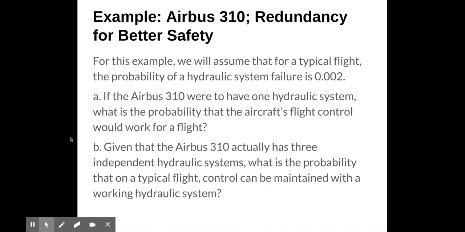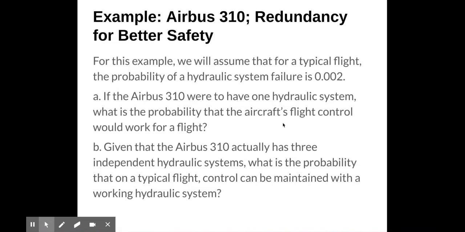Now here's a nice fun problem that is maybe terrifying to some people who are already terrified of flying, but it's okay. This hopefully will calm some of those fears. Airlines build in redundancies so that if something fails, there's other systems there that do the same job, so that the plane doesn't go crashing down if one little thing fails. So in an Airbus 310, if it were to only have one hydraulic system, what's the probability the aircraft's flight control would work for a full flight? So the hydraulic system is what helps control the flight, control the controls.